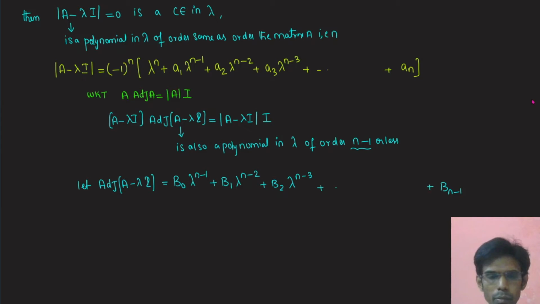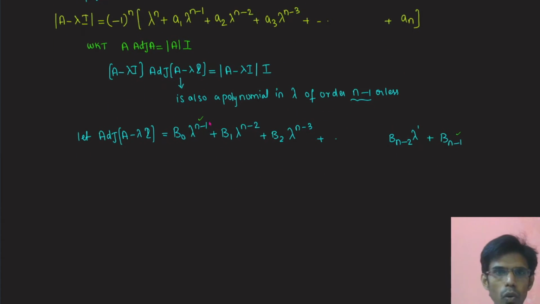Before this b n minus 1, I'll take one more value, that is b n minus 2 lambda power 1. So let us take this adjoint of A minus lambda I to be of this form, starting from lambda power n minus 1 to constant b n minus 1. Now put these values in this equation. Let us take this as equation 1.